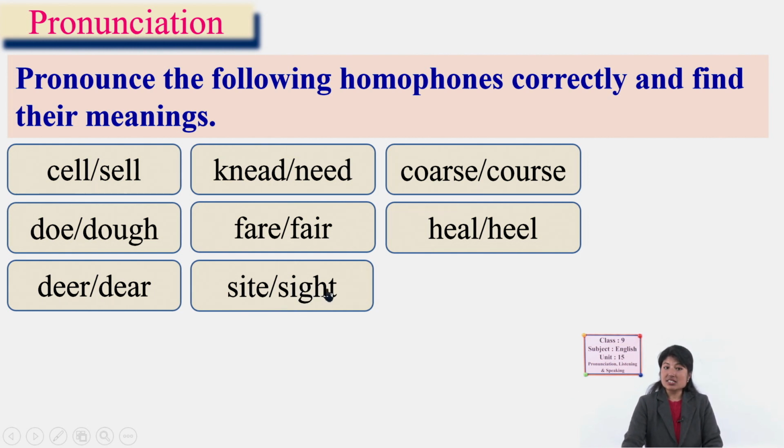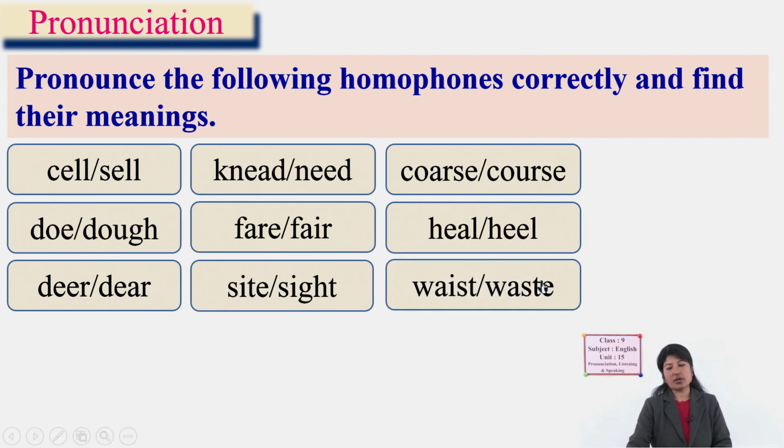S-I-T-E, S-I-G-H-T. The first one means location, place, site. And the next one, S-I-G-H-T, sight, means vision, what we look at. So that's the difference between site and sight. Next pair of words, waist and waste. What's the difference in the meaning?